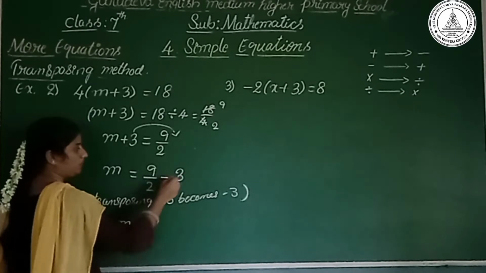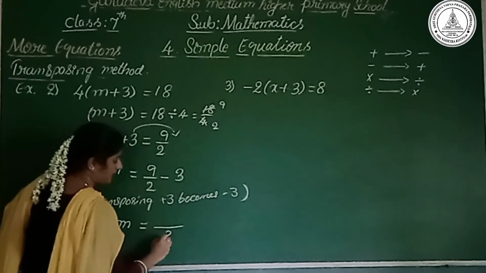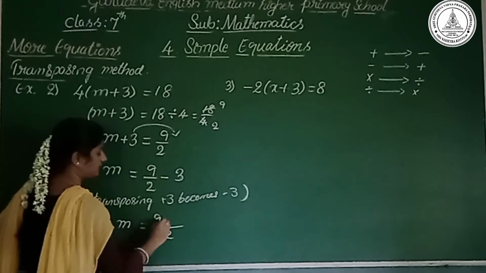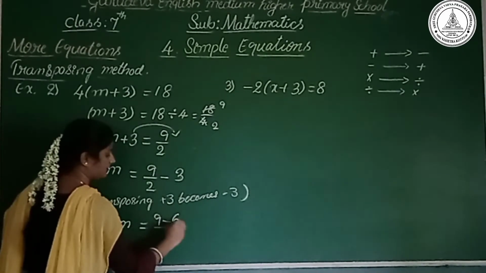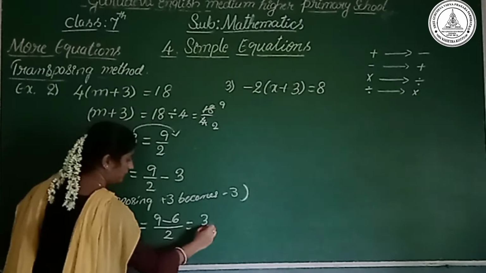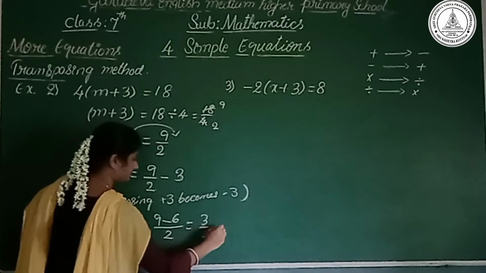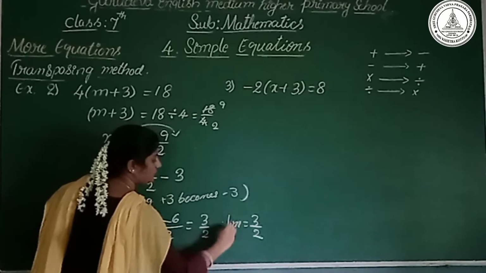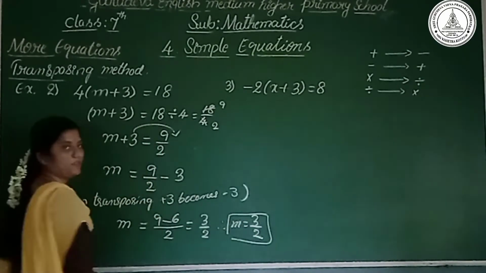Here 9 by 2 minus 3. Take LCM as 2, and 9 by 2, so write it as this, then 2 threes are 6, which equals 3 by 2. Therefore m equals 3 by 2 is the solution for the given equation.